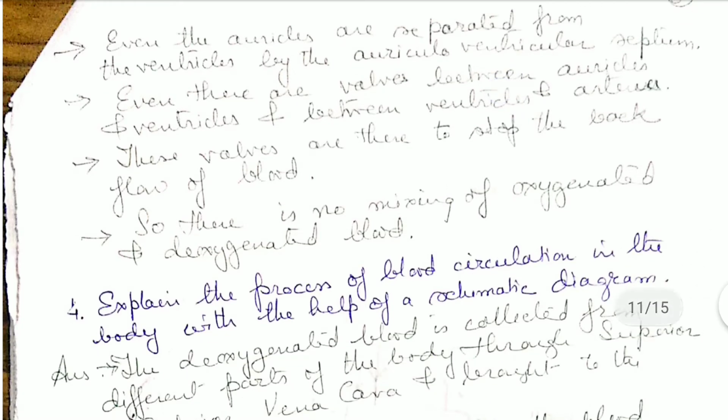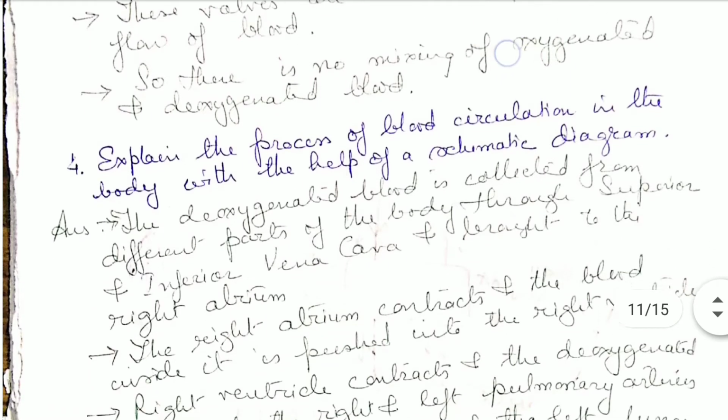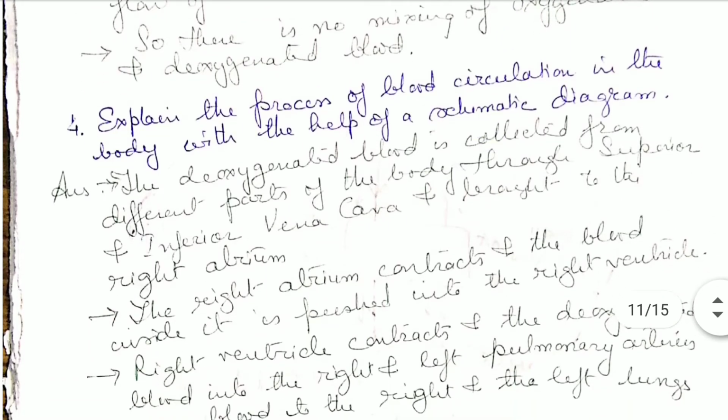So there is no mixing of the pure and impure blood, or you can say oxygenated and deoxygenated blood, within the heart or outside the heart also. When the blood is flowing through the veins, it is not flowing backwards due to the presence of these valves. Okay, then explain the process of blood circulation in the body with the help of schematic diagram.